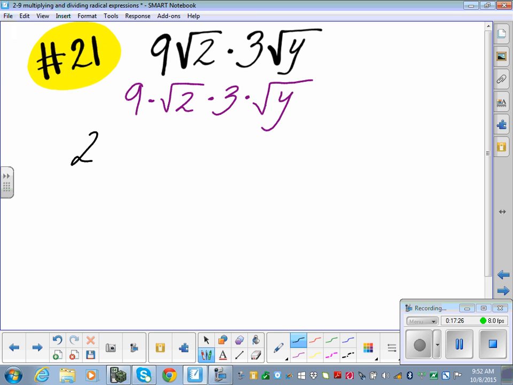Okay, so we have a 27 on the outside. I multiplied 9 to 3. Now since these are both under the house, we can multiply them together. They're under the same house. So we'll have the square root of 2 times y, right? Which is just 2y. Now let's look and see, can we pull out anything underneath the house? If we did, we would just multiply it to our 27. Can 2 come out? Can y come out? No, so this would be our final answer.